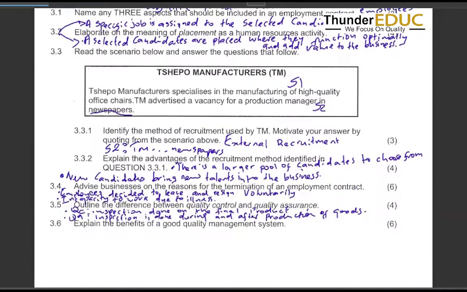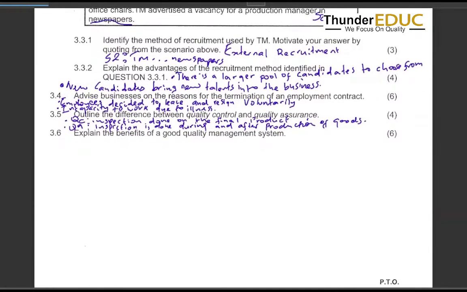Okay, so now let's move on to the last question, which is question 3.6 in question 3. So 3.6 reads as follows: explain the benefits of a good quality management system. What are the benefits? One of the benefits is that time and resources are used efficiently. Also, vision or mission or business goals may be achieved. Also, it does improve business image as there are less returns or lesser defects.